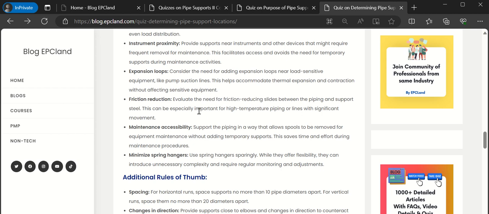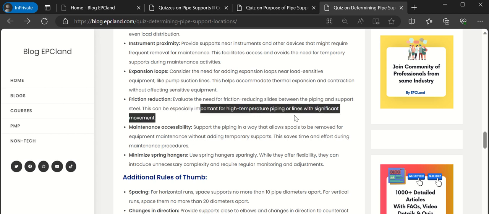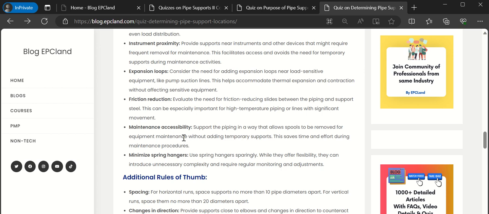This is really important, especially with respect to high temperature pipelines, because the movement of the line will be more when we are dealing with high pressure, high temperatures. Then maintenance accessibility: we should locate these supports in such a way that there is no interference for maintenance activities. So this is also an important parameter which helps us to finalize the location of pipe supports.